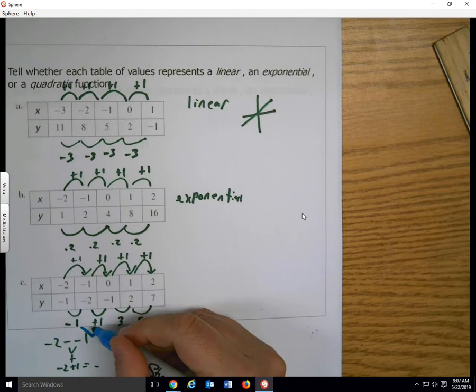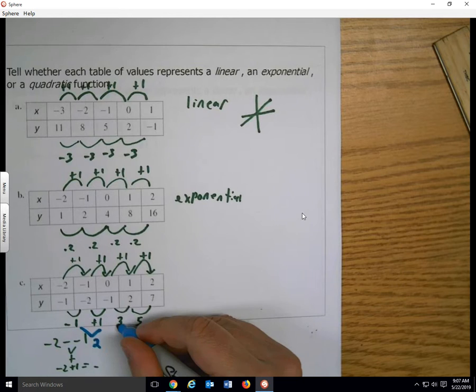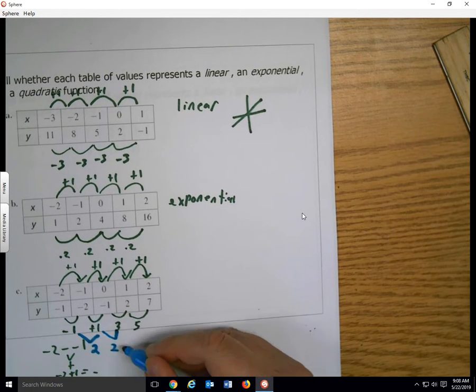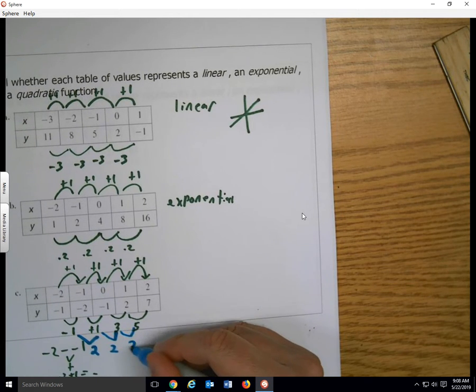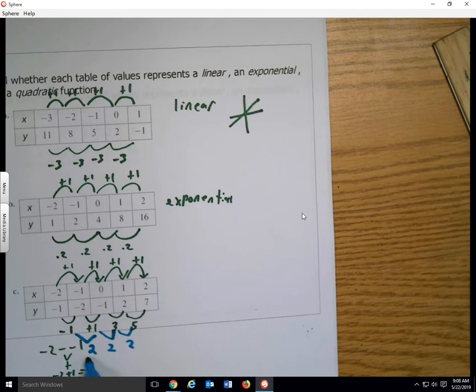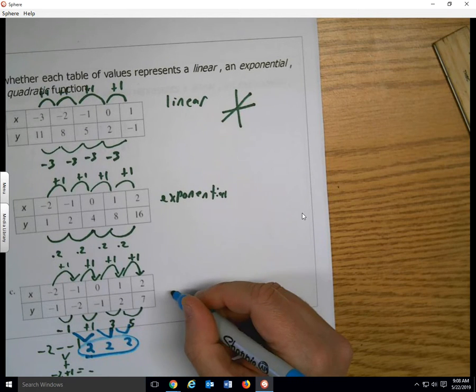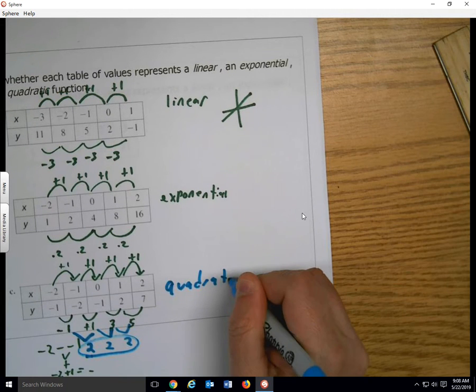So 1 minus a -1 would be a 2. 3 minus 1 would be a 2. 5 minus 3 would be a 2. And what we see is the second time we subtracted, we have a common number. And since the second round has a constant rate of change, that's what we would call a quadratic.